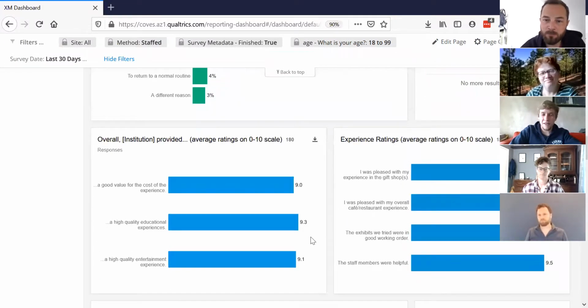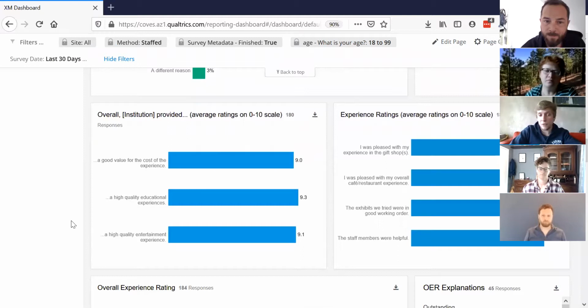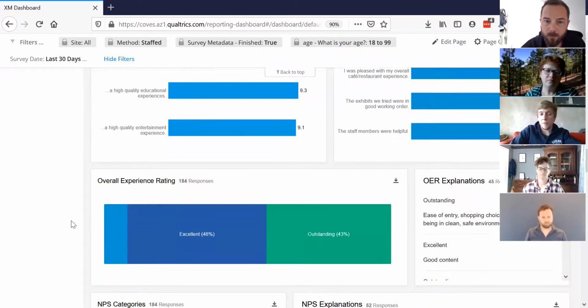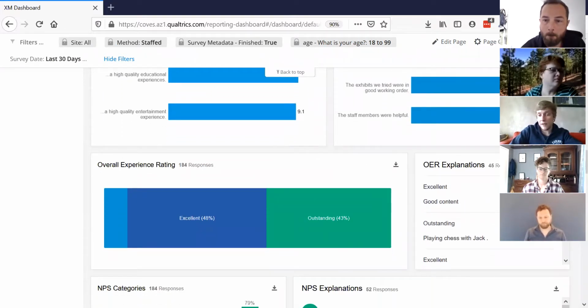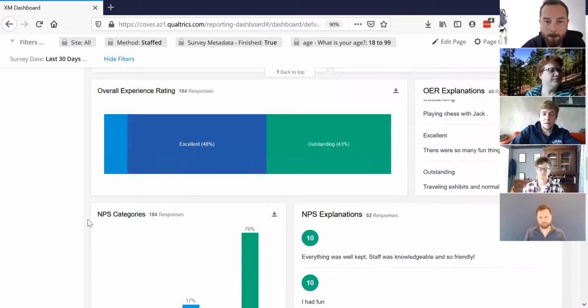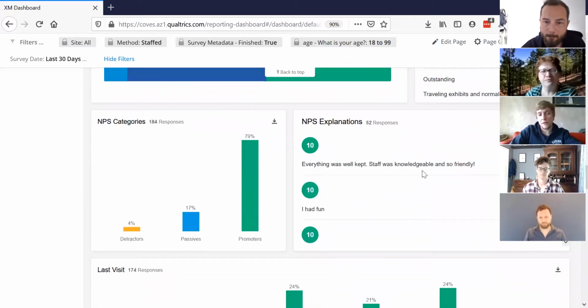And then our 0 to 10 ratings, the one change here was the exhibits we tried were in good working order. But you can kind of see and compare these to what they were before. Your overall experience rating and why, and NPS categories, and why.